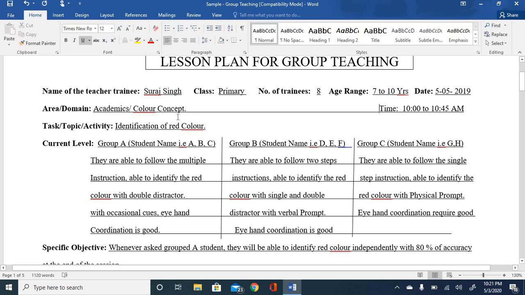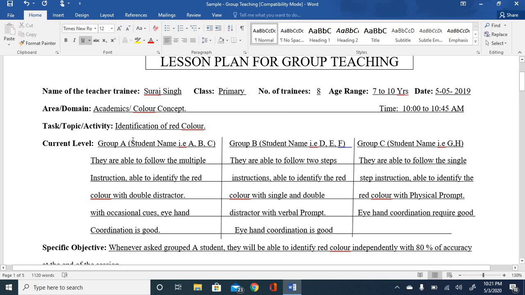So I have taken a color concept here. In that color concept, I will be taking identification of red color. So this is my topic, how it looks. You're going to write it very specifically. So I have written identification of red color.